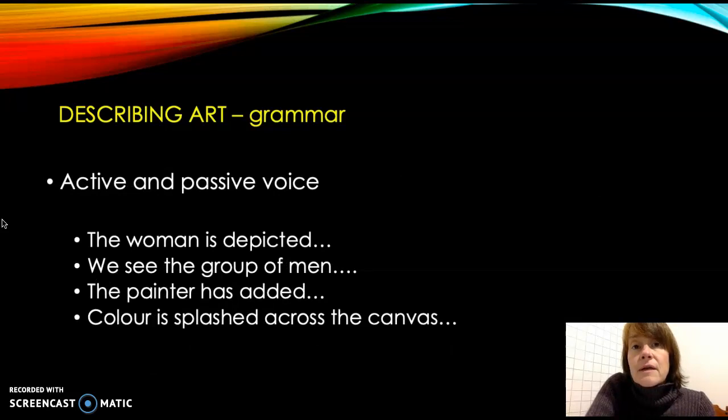Very often, the active and the passive voice are used, they're interchanged. Okay, and some examples here. The woman is depicted, so that's just a classic sentence, and that's the passive form. We see the group of men, again, the interesting use of the present simple, and that is the active form. The painter has added, okay, so that again is the active form. And color is splashed across the canvas, quite dramatic use of the passive form there.